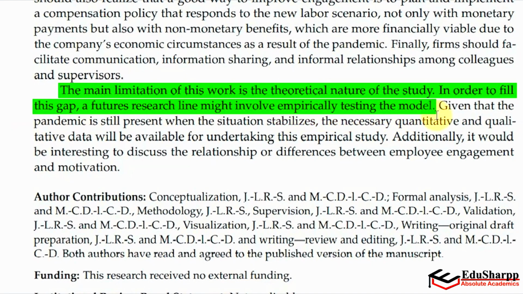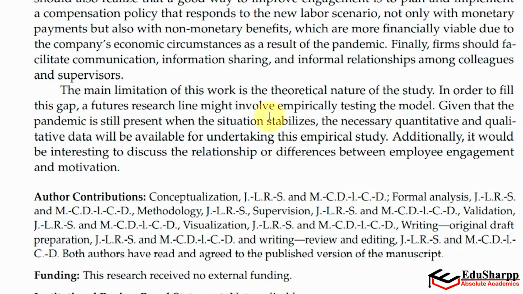So what basically they are saying is that they have done the research, but this research is mainly theoretical. There is no chance of getting the data. That's why they haven't done data collection and they haven't done empirical study. But there is a scope that someone else can do this kind of study. So this is how they are giving a future scope of research on their topic.